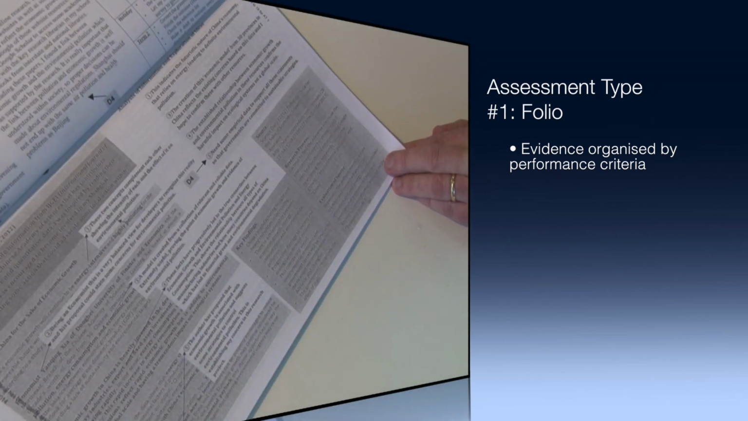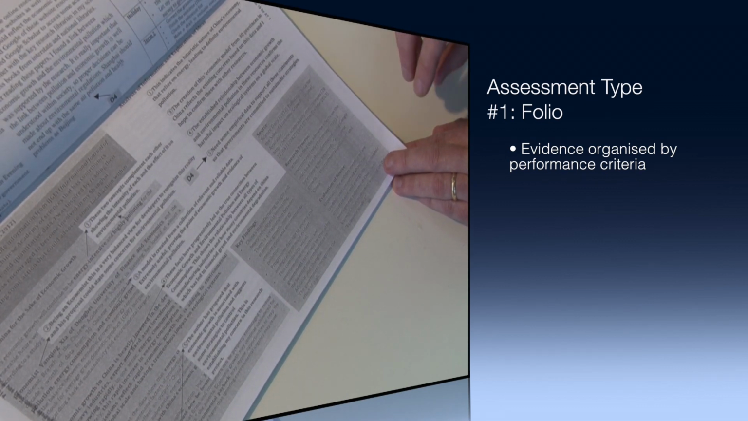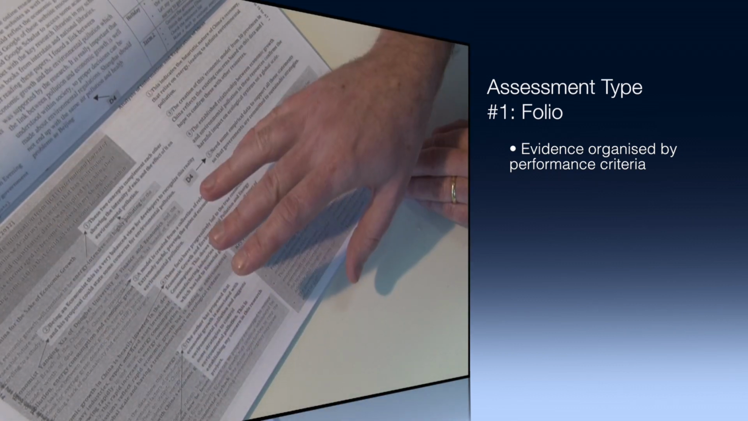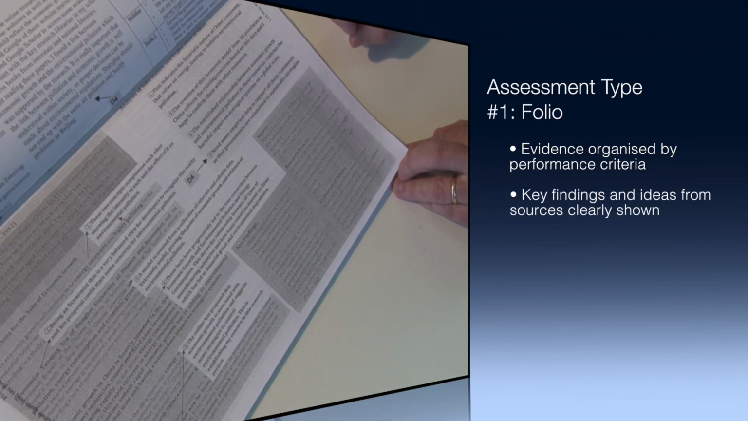As we go into the development criteria, the student has chosen to highlight different areas within a source that they've analysed and then pulled out the different key findings and the different learnings that they've had from that particular source.